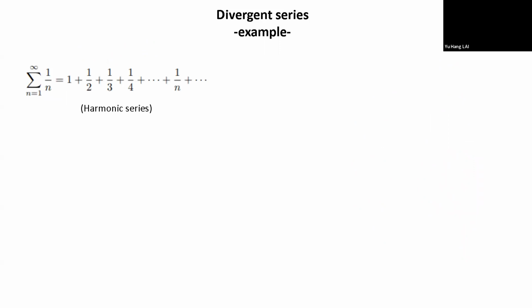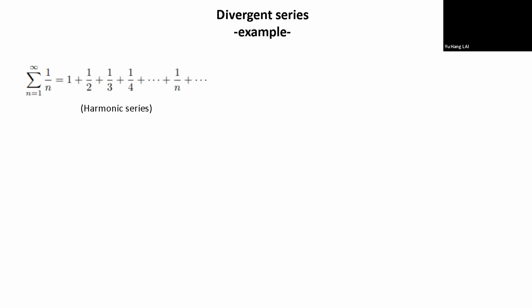Now, a divergent series, a very simple but famous example, is known as the harmonic series. Instead of 1 plus 1/2 plus 1/4, here the denominator each time just increases by 1. So 1 plus 1/2 plus 1/3 plus 1/4, and so on. This is known as the harmonic series, and we want to know whether this series converges to a finite number or not.